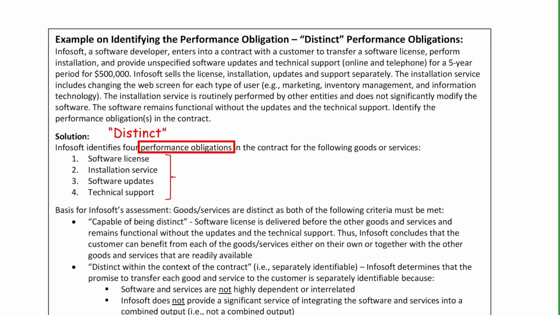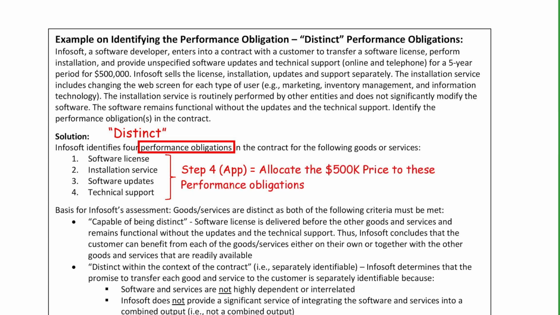In step 4, which is the A of the CPA app for revenue recognition, we're going to be allocating the $500,000 price to these performance obligations. So in step number 2, your job is to identify performance obligations. In step 4, you allocate price to performance obligations.